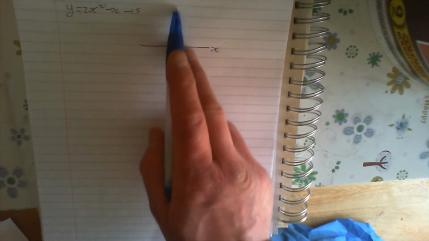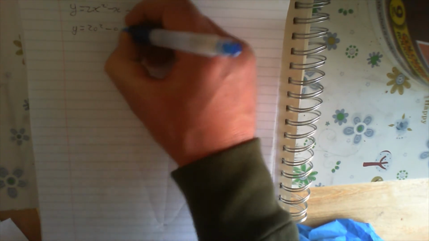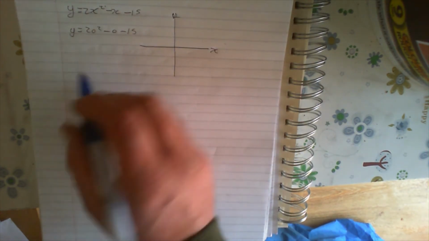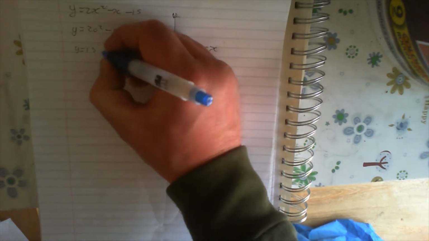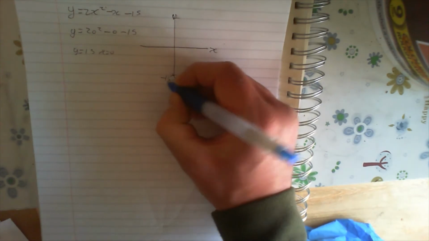So how do we find where it lies on the y-axis? How do we do that again? Oh, that's right, I put x equals 0. I'm glad you said that. So y equals 2 times 0 squared minus 0 minus 15. So that's 0, so y equals minus 15 when x equals 0. So that's going to be down here, minus 15.